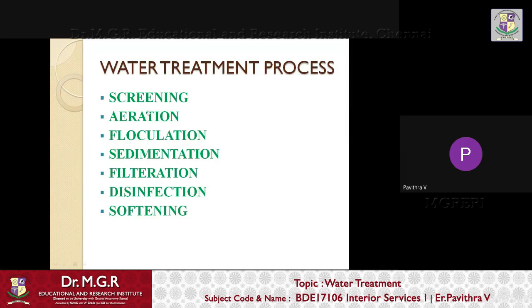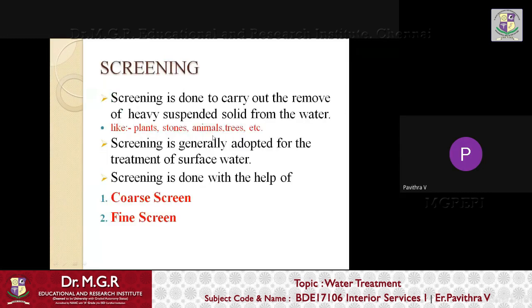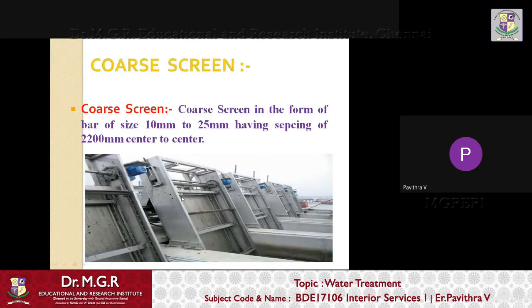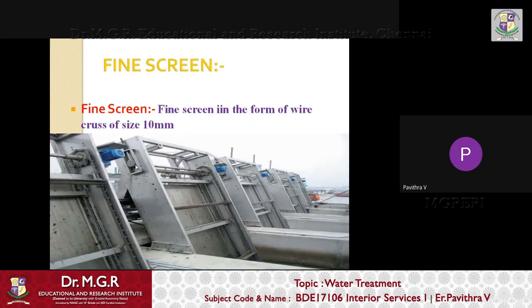Screening is the one in which we screen all the larger particles like plants, stones, animals, trees, everything. All the floating particles will be screened in the screening process. And there are two different types, that is coarse screen and fine screen. The coarse screen has a spacing a little bigger when compared to the fine screen.